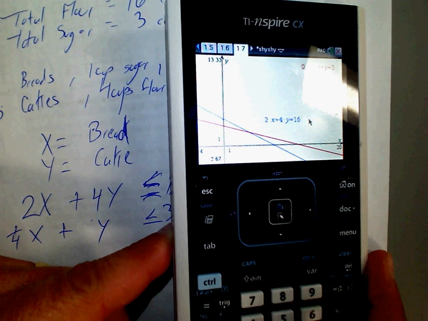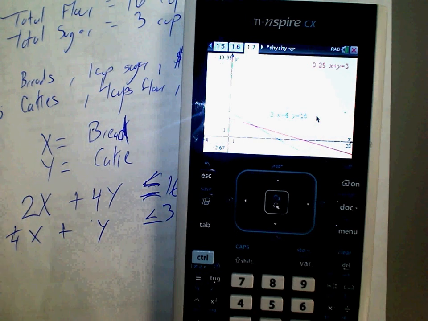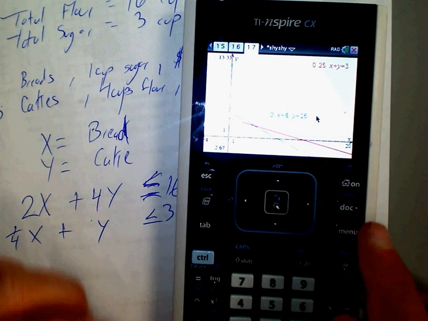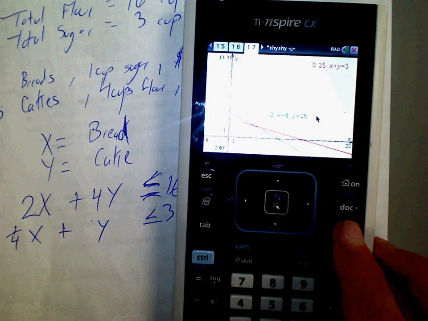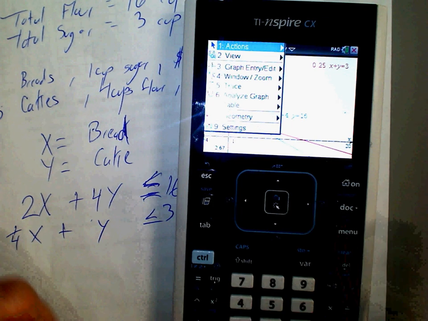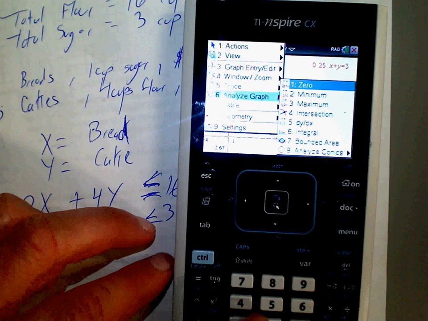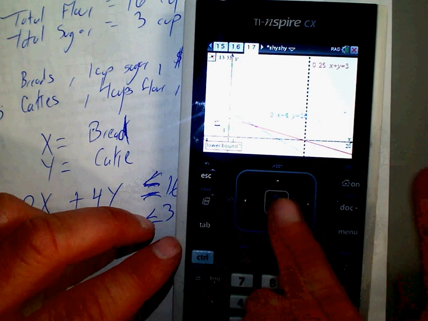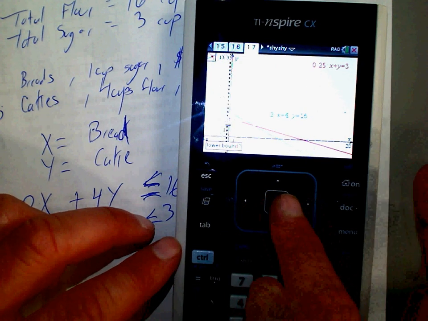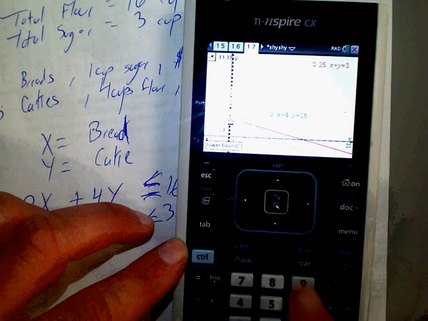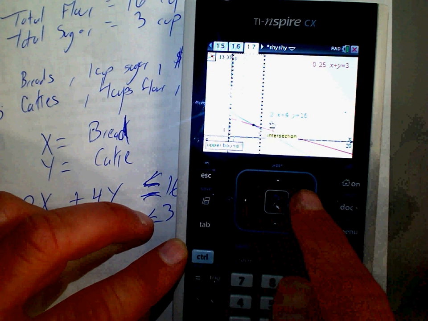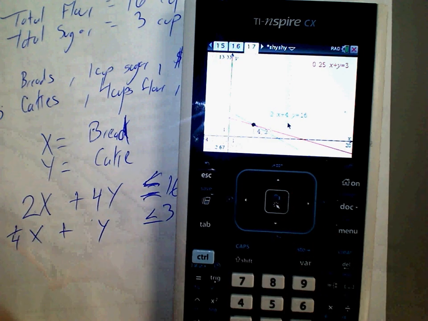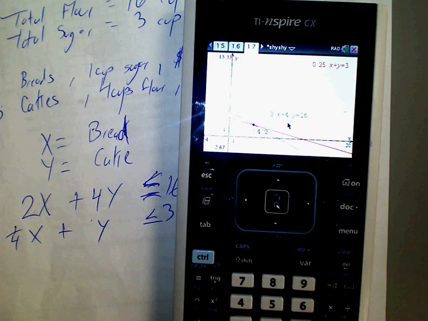So, what am I going to do? Somebody tell me the buttons I push from now on. Menu. 6 to analyze graph. 4 for intersection. It's asking for a lower bound, so anywhere below the intersection, hit enter. Pan across. Oh, looky there. Look at this combination of x and y. What is this combination of x and y? 4 bread, 2 cakes.